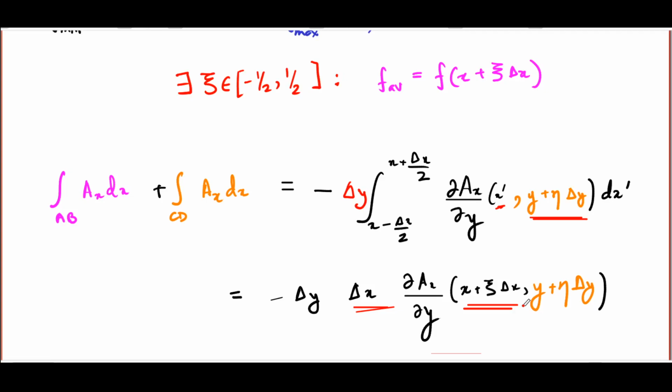So note that here we have not really made any approximation. We have said that the sum of these two line integrals will simply be delta y delta x, the area of this loop, times minus del ax del y, evaluated at some point which is actually inside the loop, some point whose coordinates are given by x plus xi delta x and y plus eta delta y.